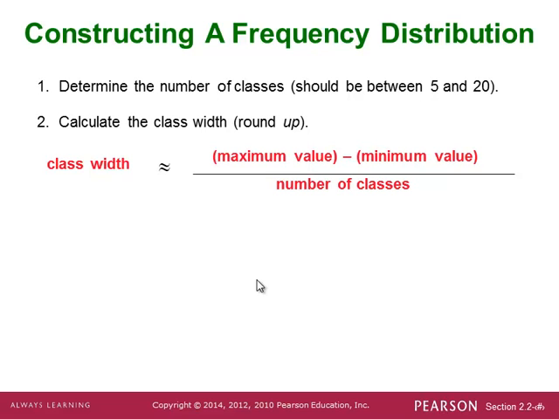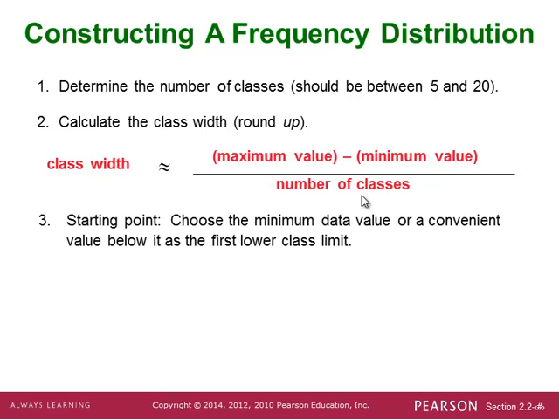Once you decide on the number of classes, then to decide on your class width, here's a quick calculation that you could do. You can sort your data set from smallest to largest, pick out the largest number, pick out the smallest number, and subtract, largest minus the smallest number. That'll give you the range. And then divide by the number of classes. Okay?